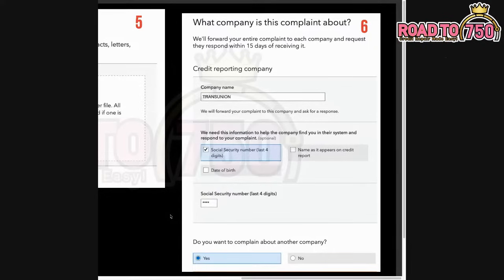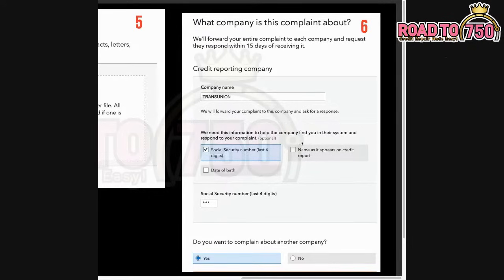You could choose which one, but I really want you guys to choose all 3, where it says social security number, your name, and your date of birth. I think you guys should check all of them, because you don't want to leave any room for the bureaus to reply and state they can't find your file. And that's what they will do.